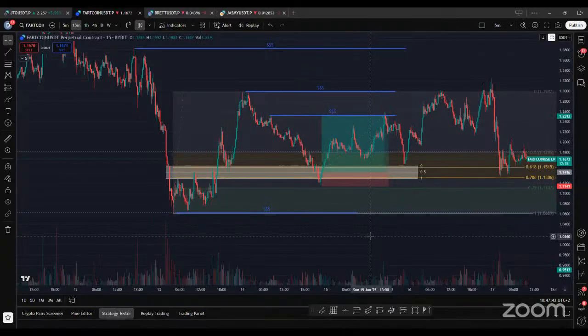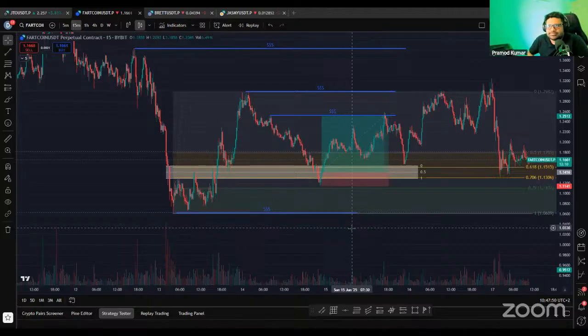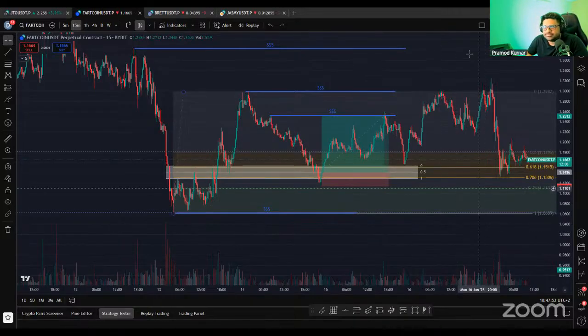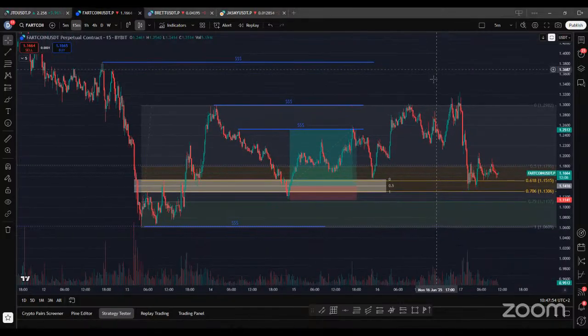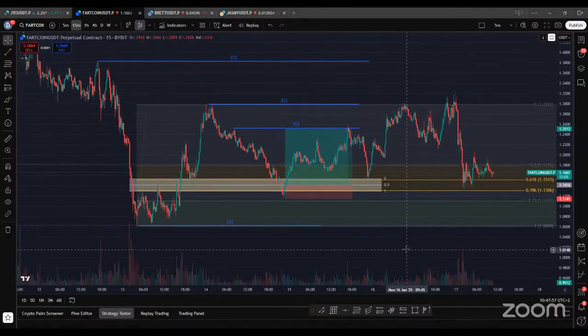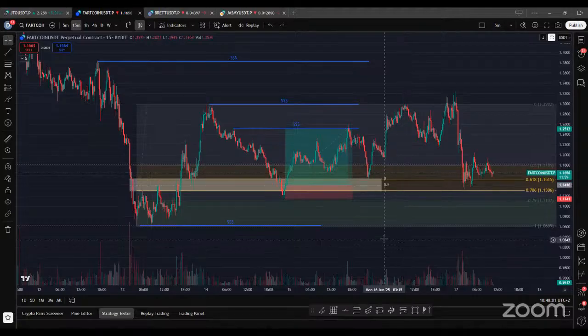You can see Fartcoin, correct? Can you? Yeah, you're on mute. Yes, sir, we can see. Okay. So I'll show just briefly two trades I took recently. One was this Fartcoin where I got a bit of profit.